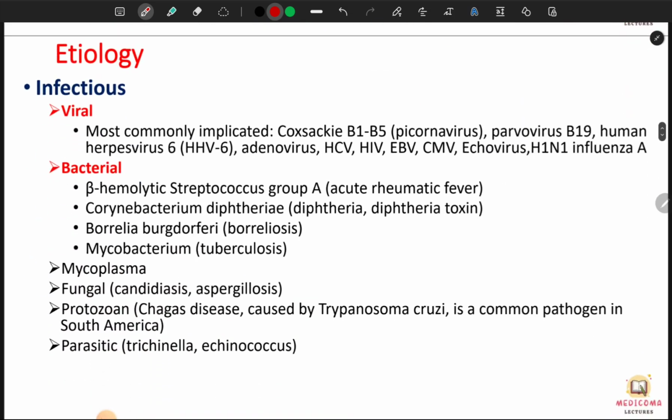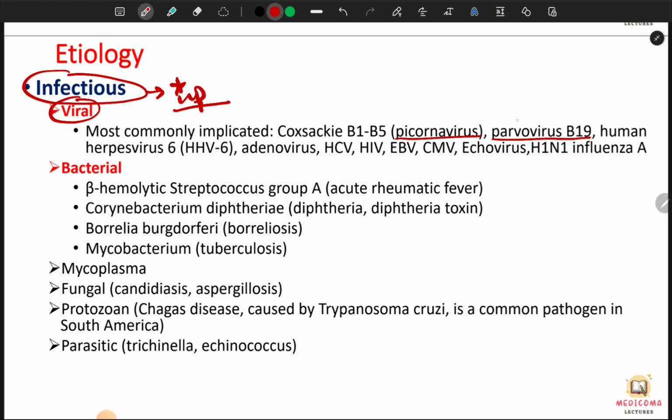And now we will discuss about the etiology of myocarditis. Most commonly it's related to infection. So this is an important point. Most commonly myocarditis is infectious. So what are the causative agents? Viral. Viral agents are the most commonly implicated. Coxsackie virus B1, 2, 3 and 5 are the most commonly involved. These are of the family of picornavirus.